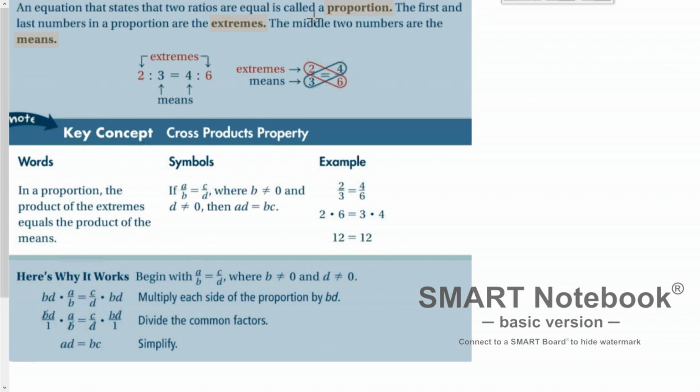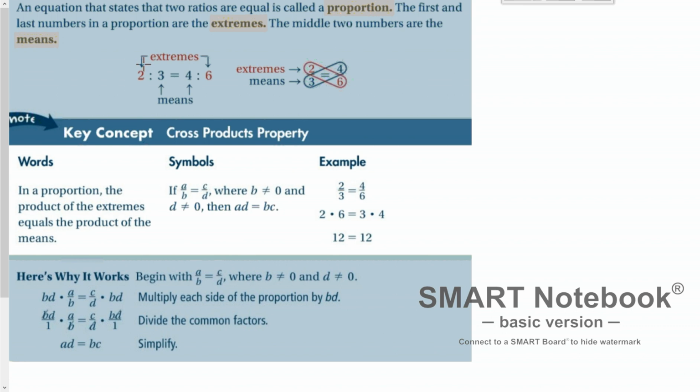Going to talk about proportions. Now, proportions is just setting two ratios set equal to each other. So like this, either 2 to 3 equals 4 to 6, or you can set them up as fractions. 2/3 is equal to 4/6.